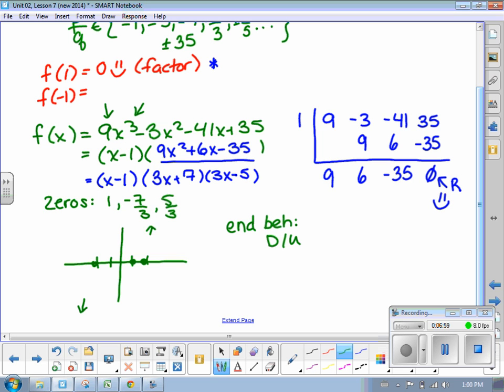up, and every zero in this case was a single root. We didn't have x minus 1 squared or 3x plus 7 squared or anything like that. So there's nothing crazy happening there. So we're just going to go right through. And that is our quick sketch.